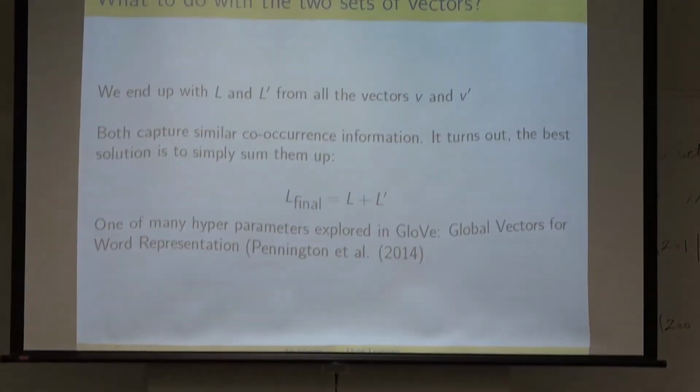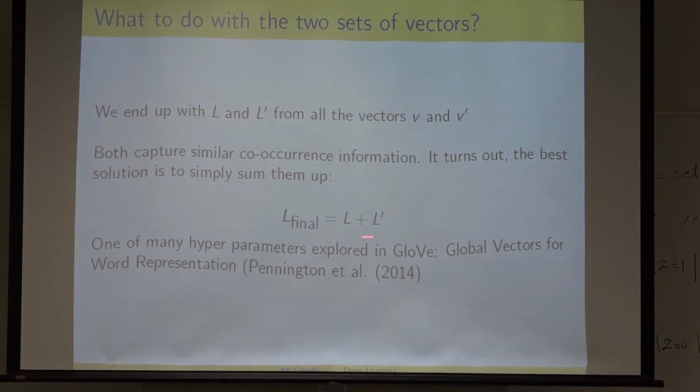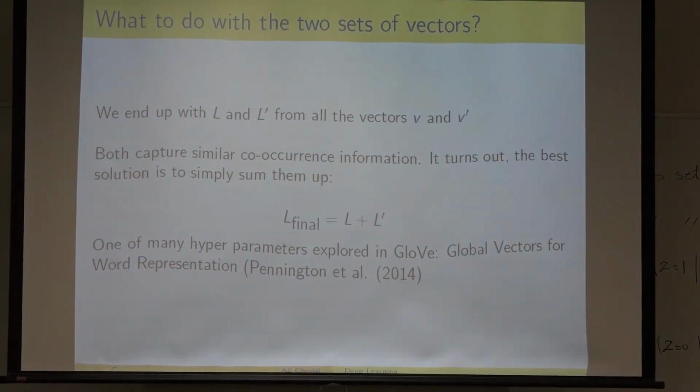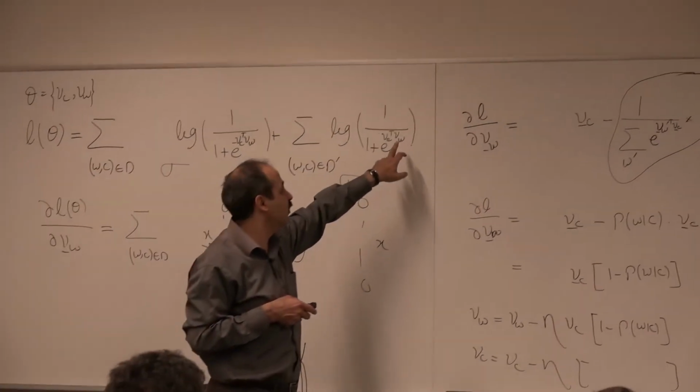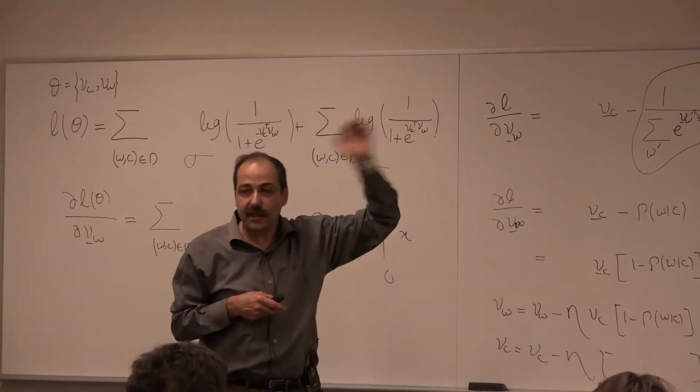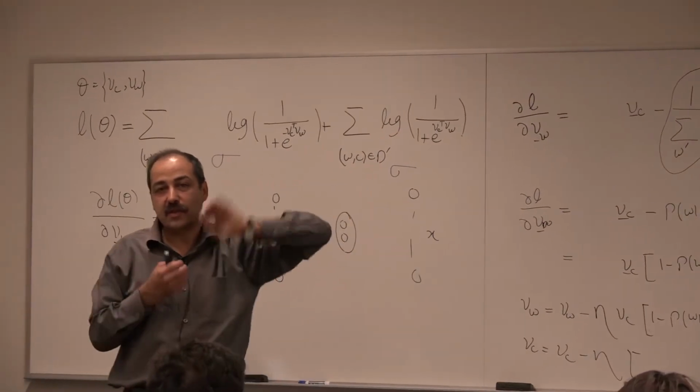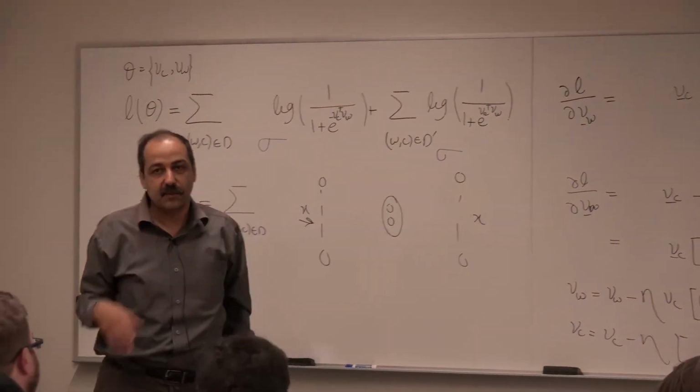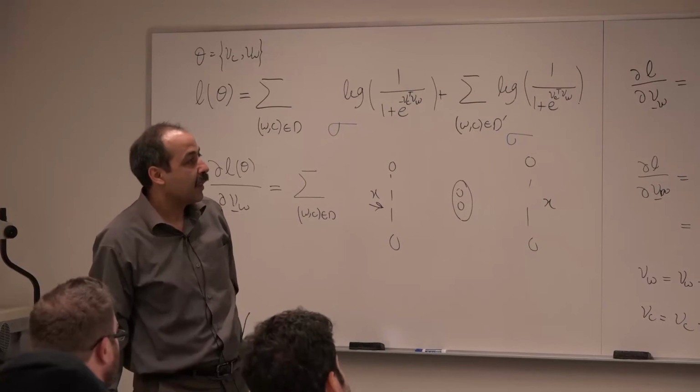And when they learn this word, they just add them up. I mean, they have a set of vectors for words and a set of vectors for context. They just add them up, they take the average, or they concatenate them. There are different ways of doing this.